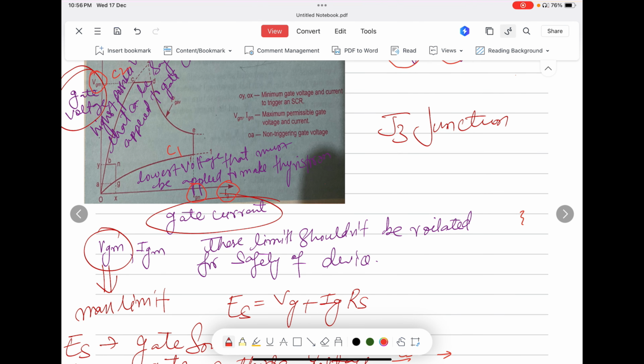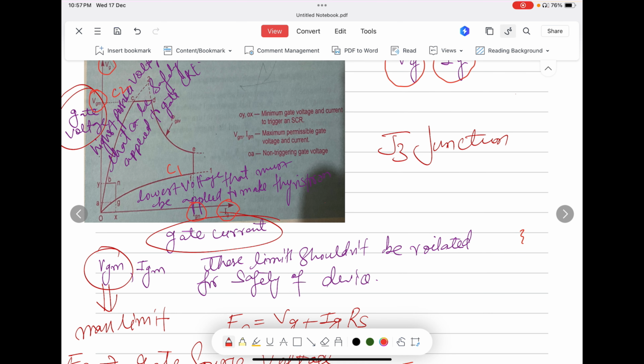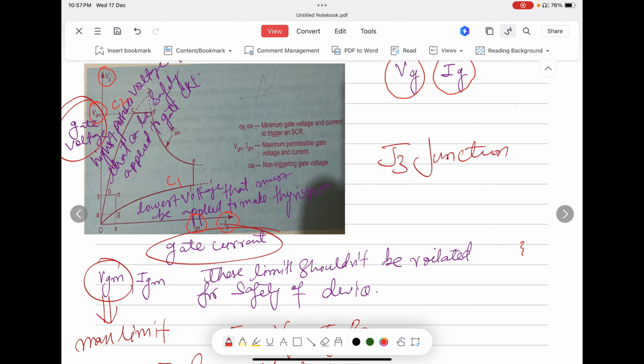So what happened with this, after that we have taken P average. We have joined both the lines to make the value P average. So this limit should not be exceeded, to avoid permanent damage of the junction J3. As we know, in junction J3 the charges are still trapped, favorable for the conduction process. So we have talked about non-triggering gate voltage, this OA. A non-triggering gate voltage is prescribed by the manufacturer of the SCR. It is always written over there on the SCR by the manufacturer.